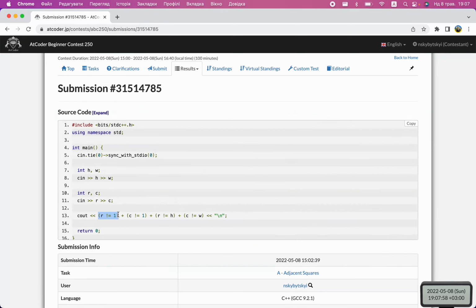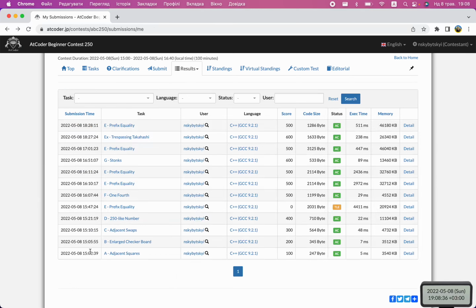A square (R, C) has a neighbor to the left if and only if it is not in the first column. A square (R, C) has a neighbor to the right if and only if it is not in the last column. And the same goes for neighbors above and below. So each of these conditions is 0 or 1, depending on whether or not the corresponding neighbor is indeed a valid cell. So yeah, that's how I did problem A.